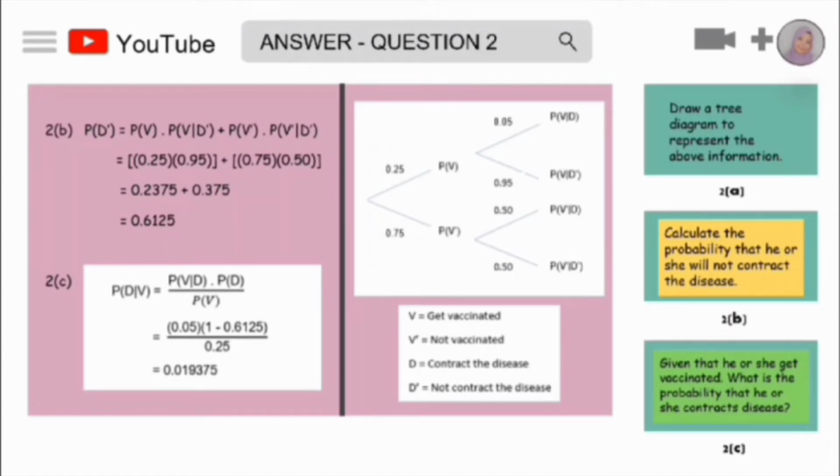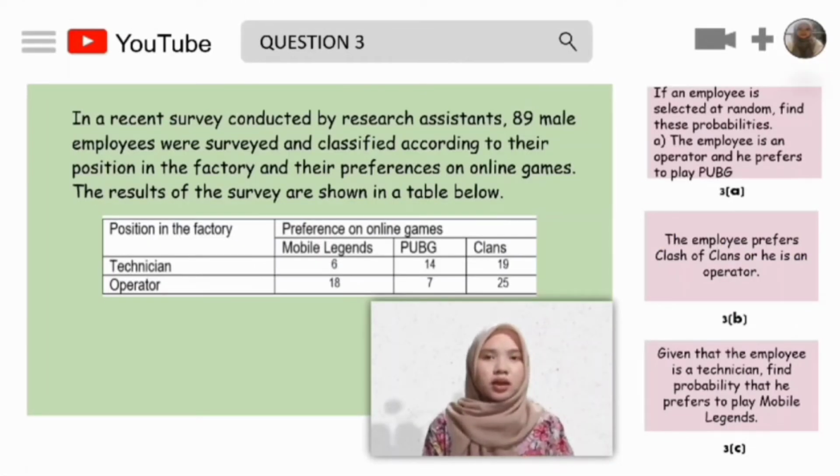Solution for question 2C. For this question, we have to use Bayes' theorem. We write it as probability of D given V equals probability of V given D times probability of D over probability of V. Substitute all the values from the diagram into the formula. Calculate 0.05 times (1 minus 0.6125) over 0.25, and we will get the answer 0.019375.